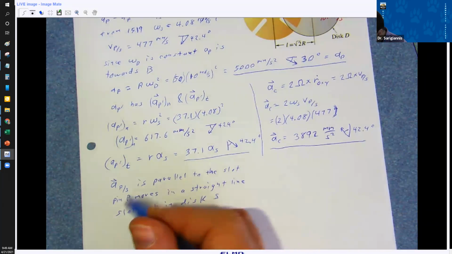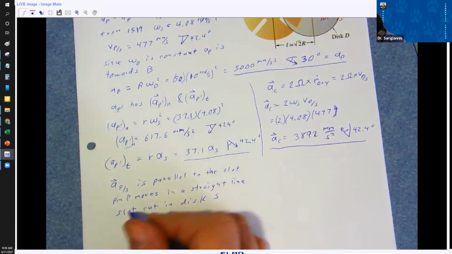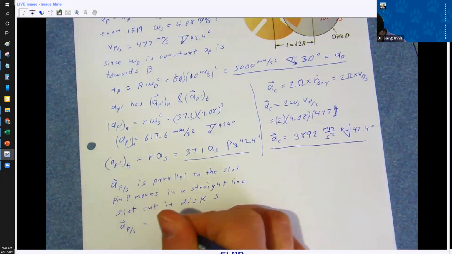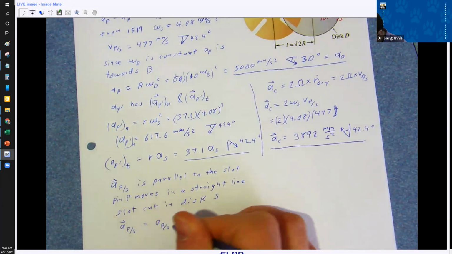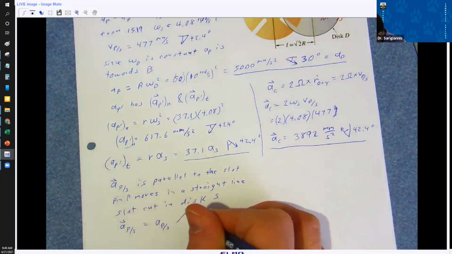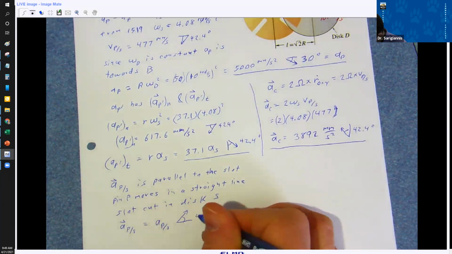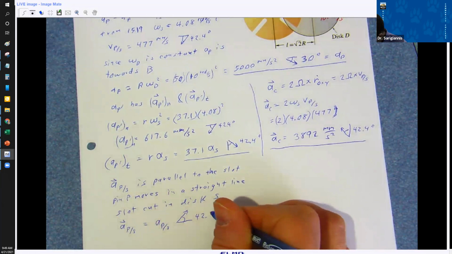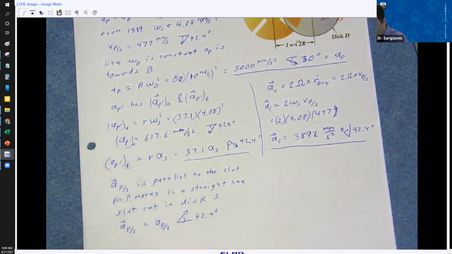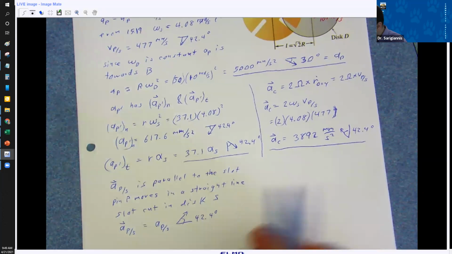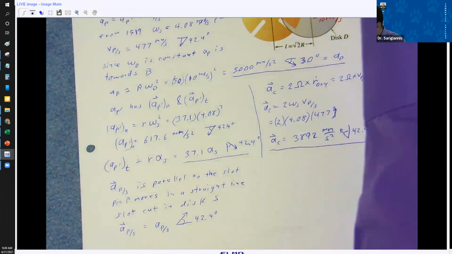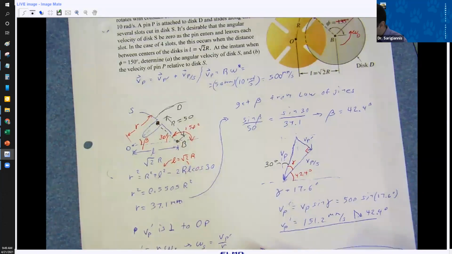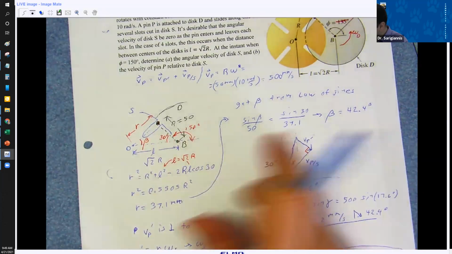So let's see. I'm just going to write a generic vector for this. It's going to be whatever the magnitude of this is, at an angle of 42.4 degrees. So that's what it looks like parallel to the slot. Again, coming from this geometry, beta is 42.4 degrees.